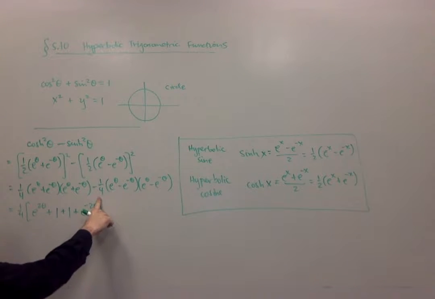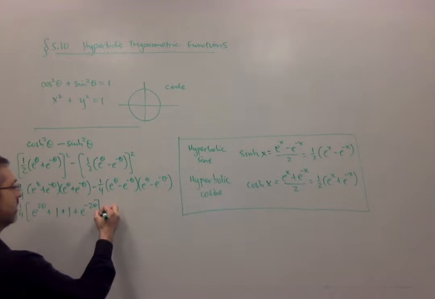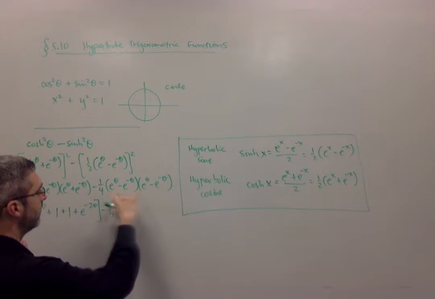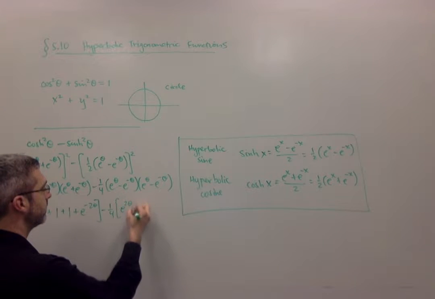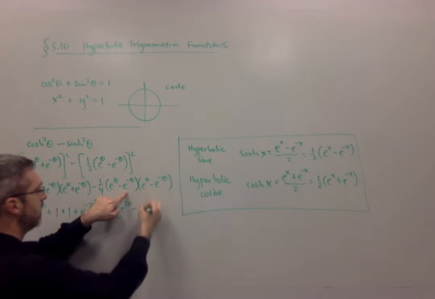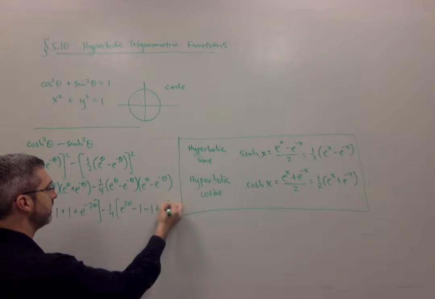Okay. And that was square brackets. You see that? I just foiled. e to the 2 theta, 1, 1, e to the negative 2 theta. Minus a 4th, and then here we have e to the 2 theta minus 1 minus 1 plus e to the negative 2 theta.